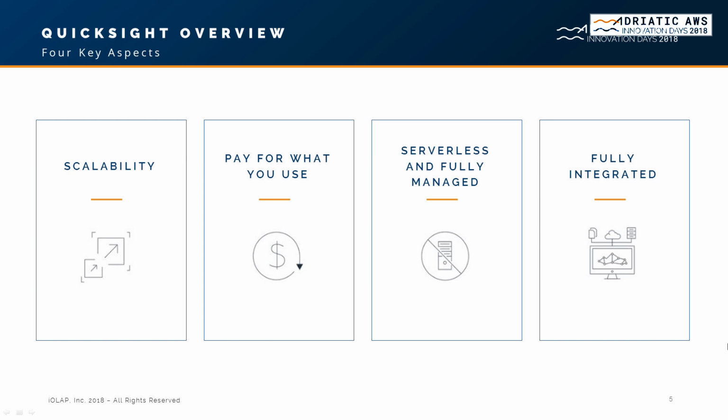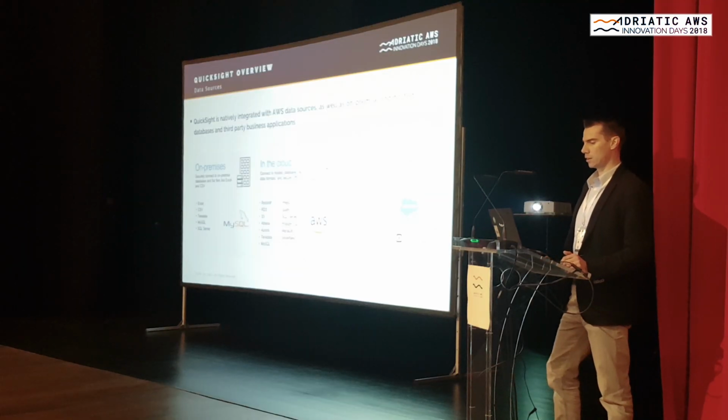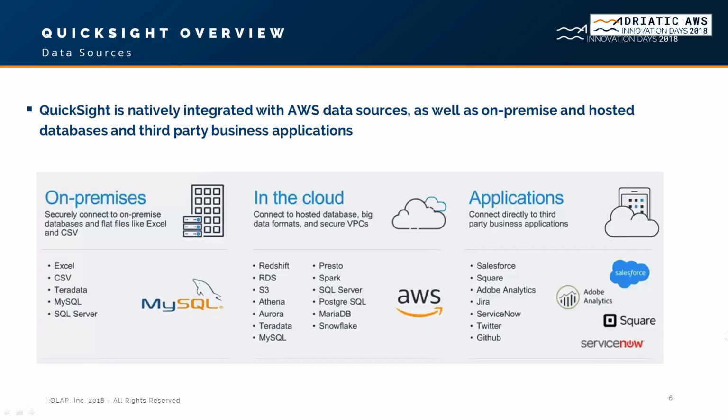So regarding data sources, QuickSight has native connections to data sets that are on premises, in cloud, or for third-party applications. On premises, you can upload some CSV or Excel files, or you can connect to Teradata, MySQL, or SQL Server. In cloud, there are connections for Redshift, RDS, S3, Athena, and so on. And you can also connect to third-party applications like Salesforce, Square, Jira, and so on.